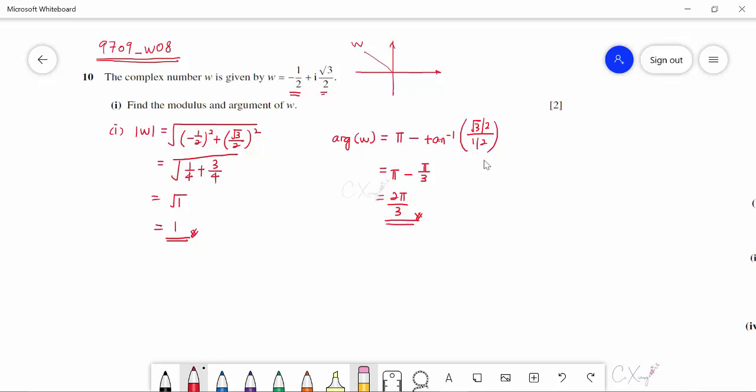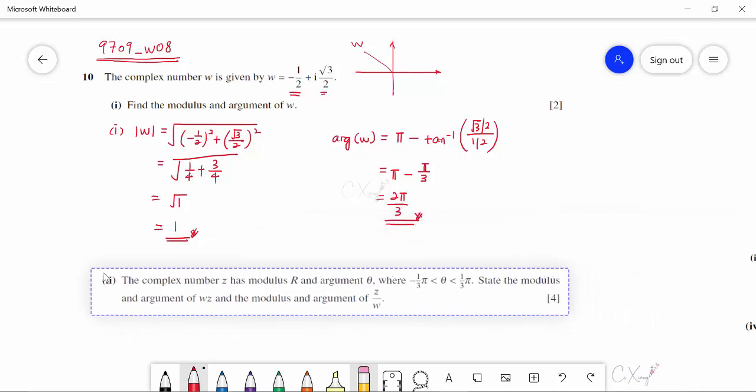You might have some other methods to find 2 pi over 3. As long as you get the correct answer, it's okay. For me, I'm using the basic angle method. That means I ignore the negative when I find the basic angle. Then, because I know it is in the second quadrant, I use pi minus the basic angle to get the argument. So this is what we have for part number 1. Then now we continue to part 2.